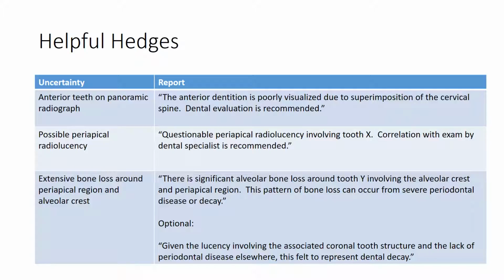And we talked about cases where there's extensive bone loss around the periapical region and the alveolar crest, and you're not sure if it's decay or periodontal disease. In these instances, you can say there is significant alveolar bone loss around tooth Y involving the alveolar crest and periapical region. This pattern of bone loss can occur from severe periodontal disease or decay. The next statement is optional, and it depends if these findings are present, but you can say, given the lucency involving the associated coronal tooth structure and the lack of periodontal disease elsewhere, this is felt to represent decay.